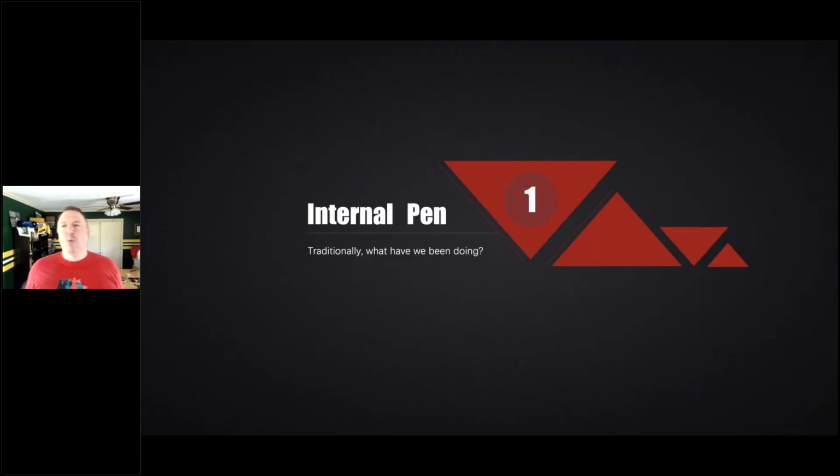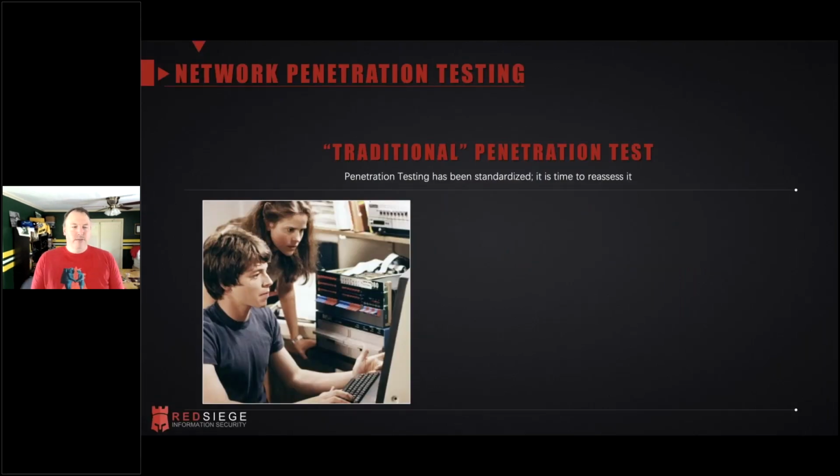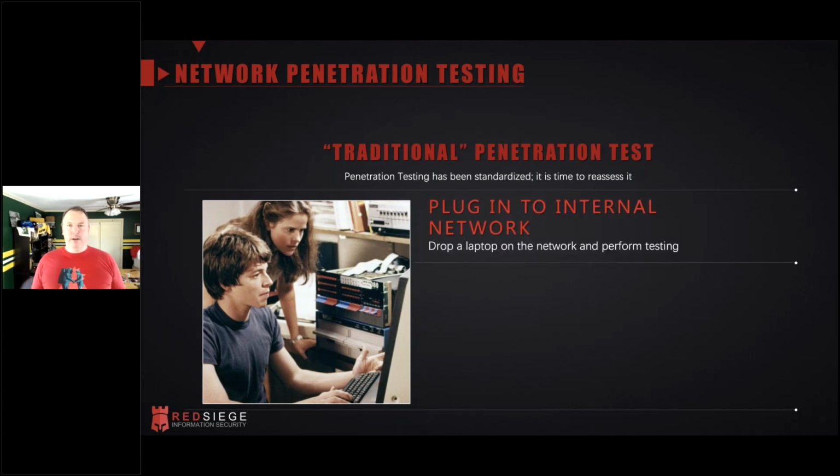First off, let's talk about what we have traditionally been doing in our pen test. What has this looked like? Here's a lovely scene from WarGames, throwing in the old school reference. Our traditional pen test has some standardization around it. We've been doing it for a long time, but the typical process we see, especially with an internal test, is we plug into that internal network. That's where the pen test begins: we take a laptop, plug it into the inside of that network, sit down and perform testing.